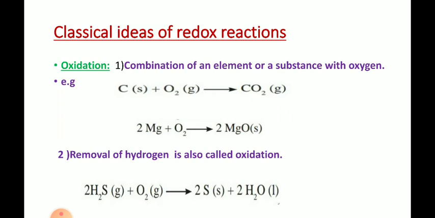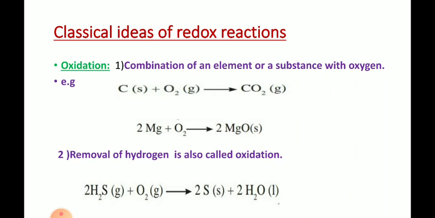with the help of examples. Oxidation means a combination of an element or a substance with oxygen. For example, carbon plus oxygen gas will give carbon dioxide in the gaseous form. Oxidation is taking place in this reaction, and similarly if we burn a magnesium foil in air, oxygen will combine with the magnesium and form magnesium oxide, that is MgO.